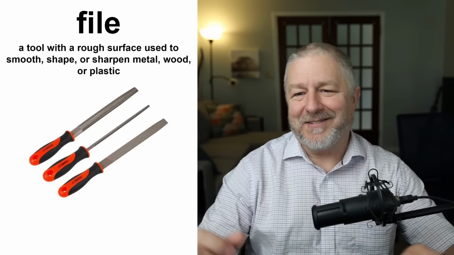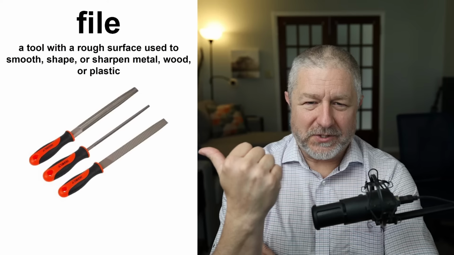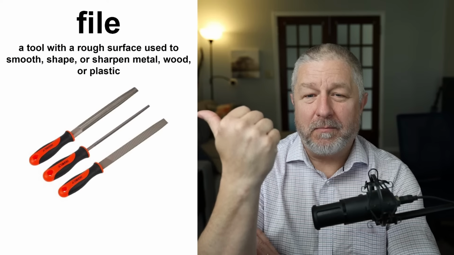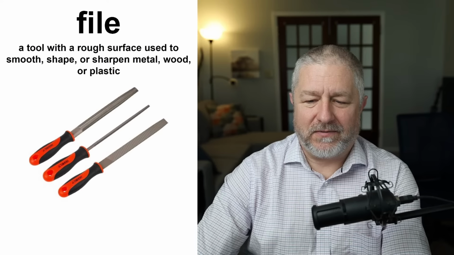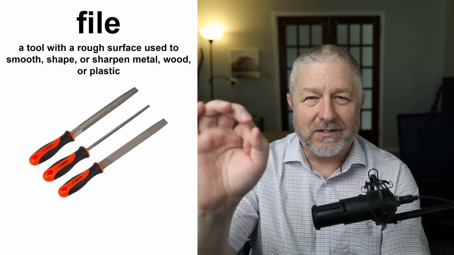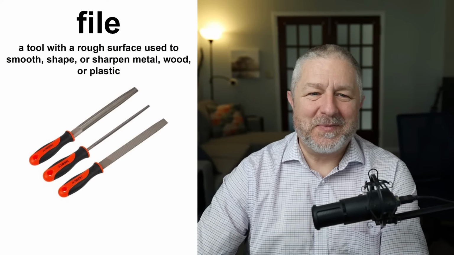Sorry, my chair isn't in the right spot. By the way, the one closest to me is just a flat file. The one in the middle is round, and we call it a rat tail file because the file itself looks like a rat's tail. Kind of a weird name.